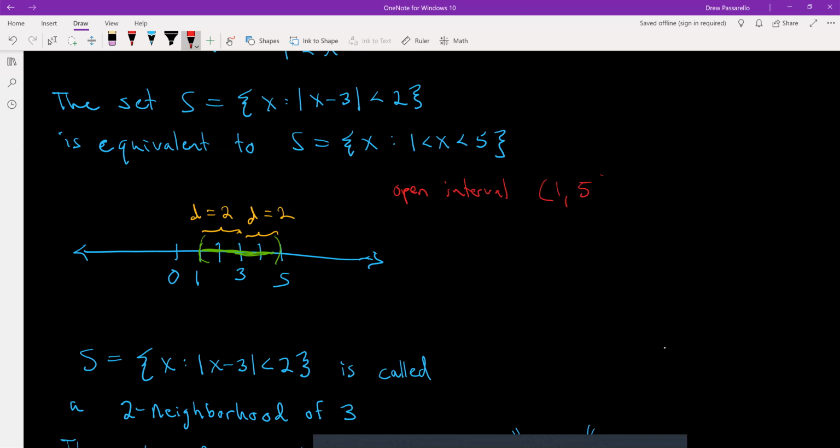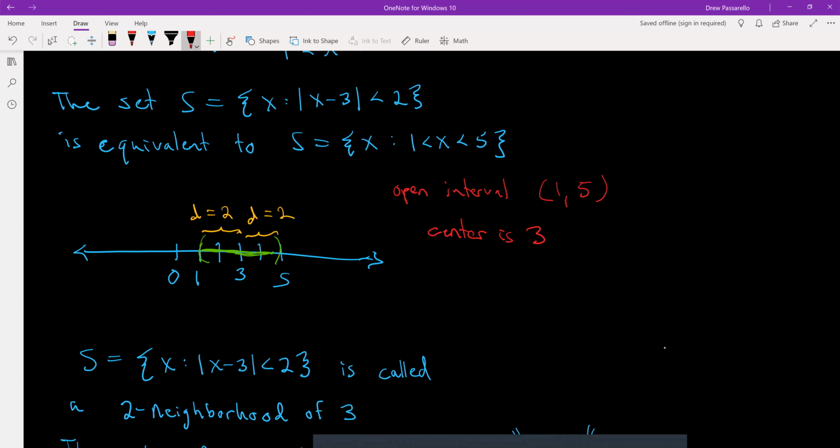Parentheses 1 and then parentheses 5. And then we see that 3 is at the center. So I would say it's centered at 3. Now notice the difference going from 3 to 5. If we take the absolute value of that, that's 2. So the distance from 3 to 5 is 2.